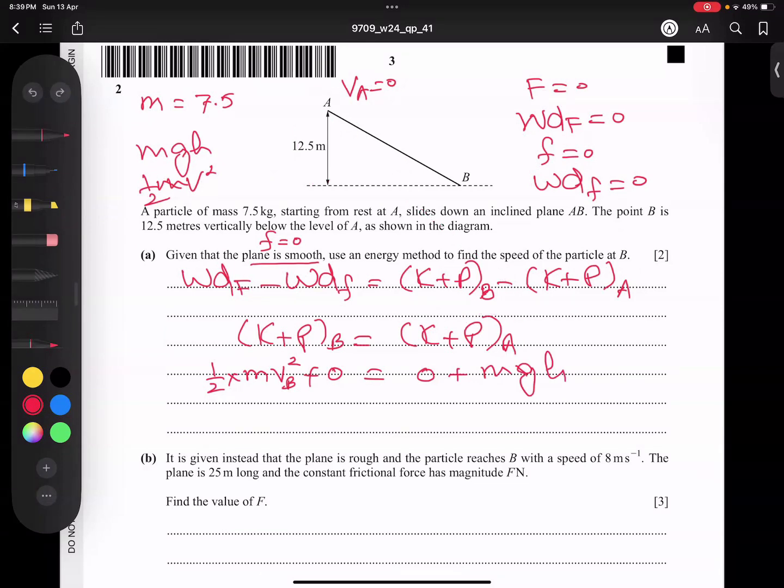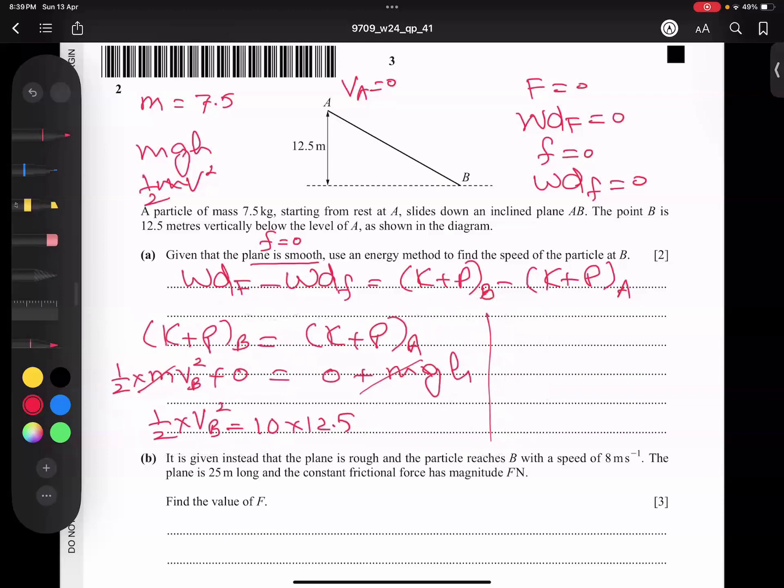The mass cancels from both sides. I get half times v squared. Gravity is 10 and the height is very clear, 12.5. Now this 2 will multiply over there. So I will get simply, and here I'm writing now. And wait a minute, just drag slightly here.